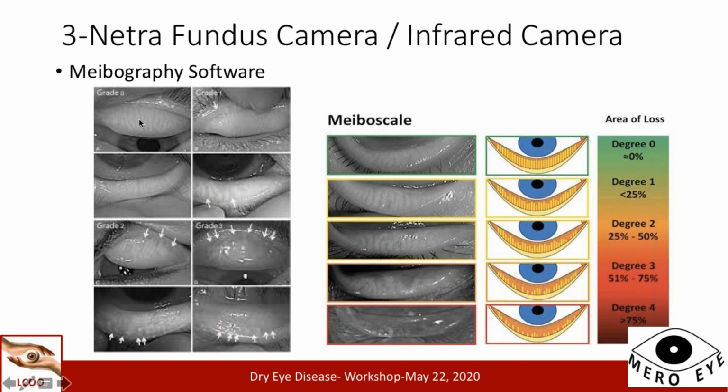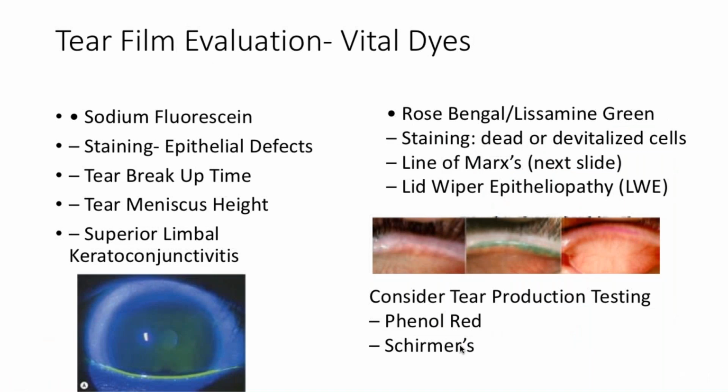Okay. So you can actually use a meibography software. You can see here where you can grade the lids with no gland drop, with about 25% drop, which is considered grade 1. Grade 2 is 25 to 50% drop. Grade 3 is 50 to 75, and grade 4 is severe, where almost 75% of the glands have been damaged. So that's your MEBO scale, which you can use to do your meibography or grading the meibomian gland.